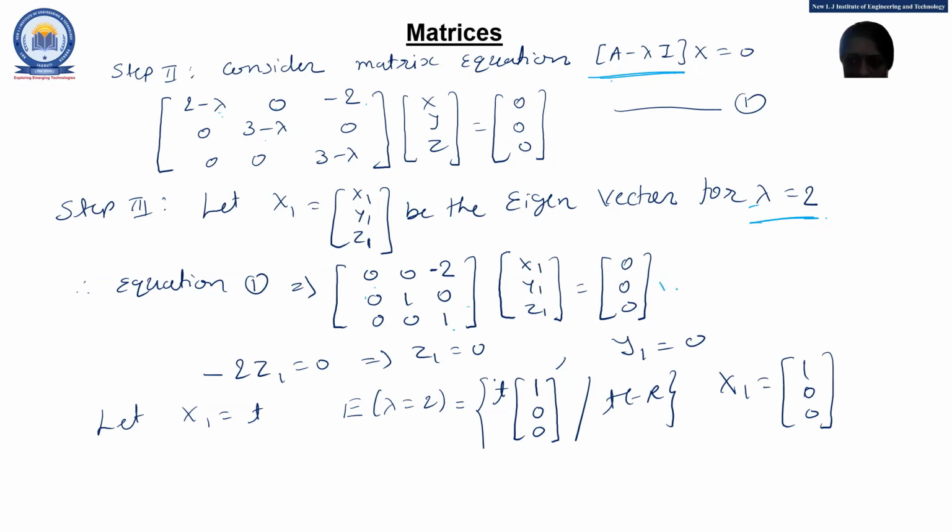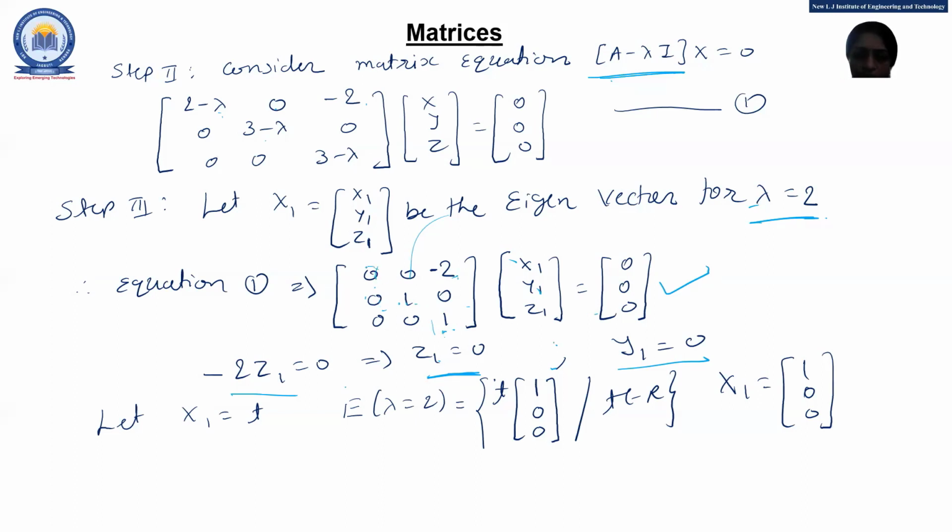So from this equation, we can directly solve that 0 into x1, 0 into y1, minus 2 into z1. So we have the first equation, minus 2 into z1 equal to 0. It means z1 equal to 0. From the second equation, y1 equal to 0, right? And from the third one, again z1 equal to 0.